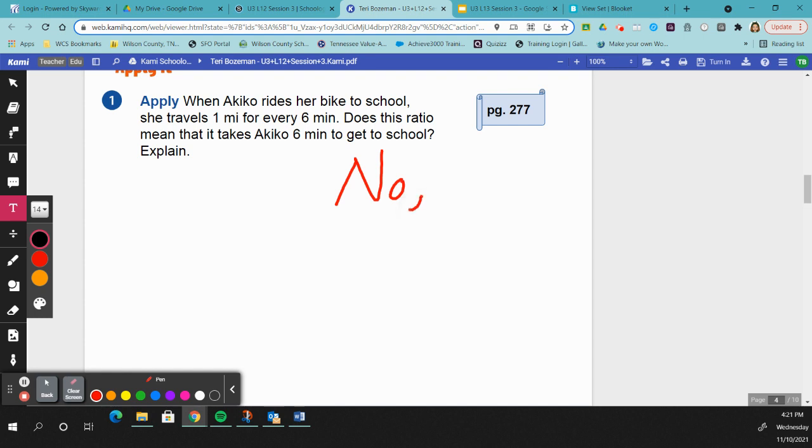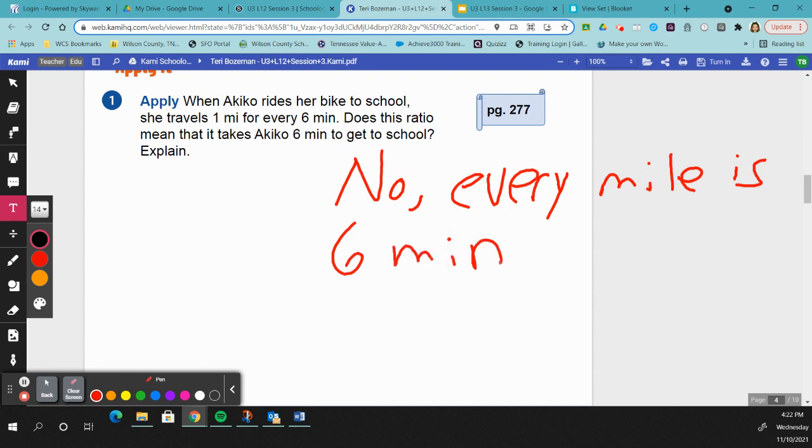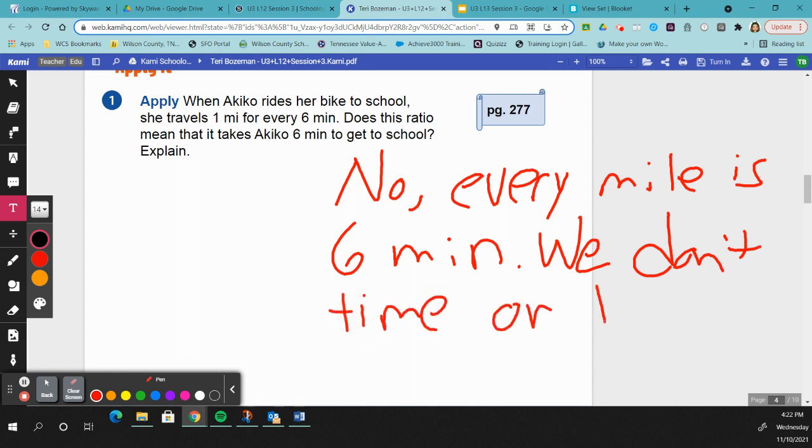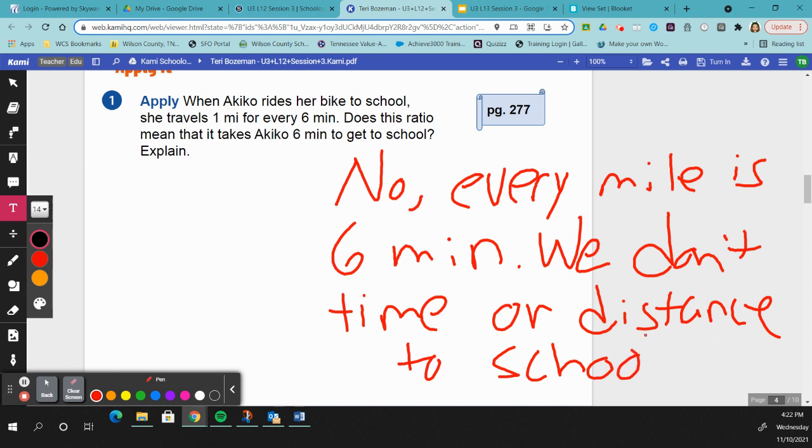It just means that every mile is 6 minutes. But we don't know how long or how far away the school is. So we don't know the time or distance to the school. All right. So make sure that you have answered that question to the best of your ability and explain.